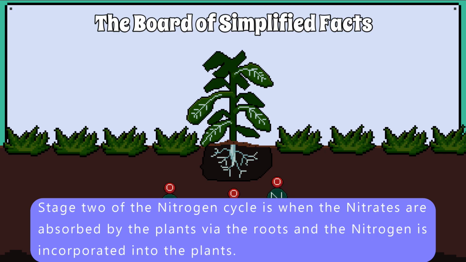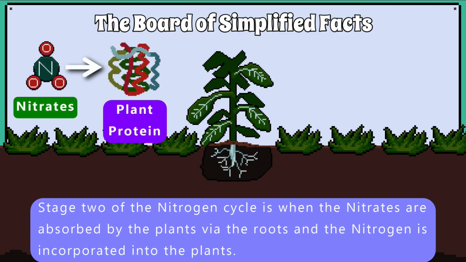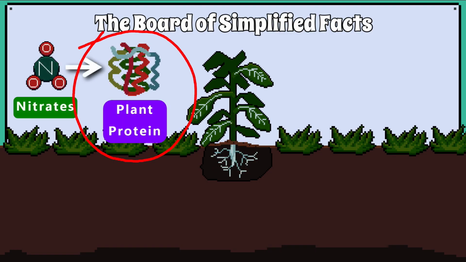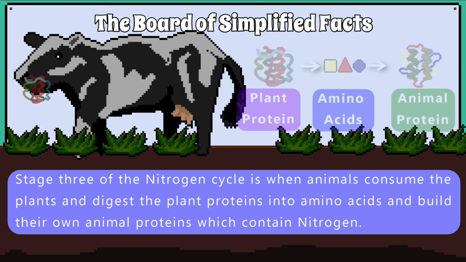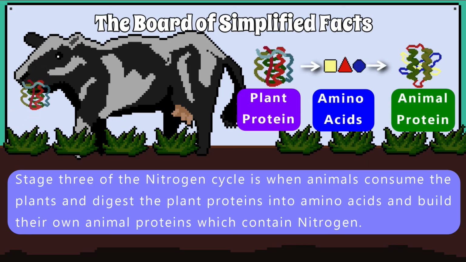Stage 2 of the nitrogen cycle is when the nitrates are absorbed by the plants via the roots and the nitrogen is incorporated into the plants. The plants use the nitrogen to make proteins, for example. Stage 3 of the nitrogen cycle is when animals consume the plants and digest the plant proteins into amino acids and build their own animal proteins which contain nitrogen.